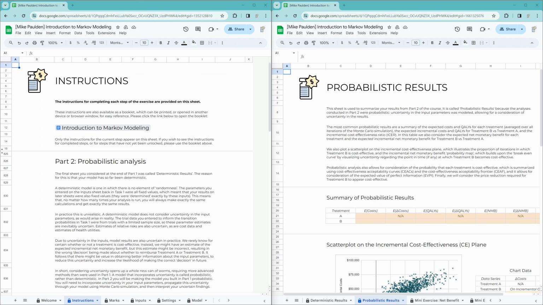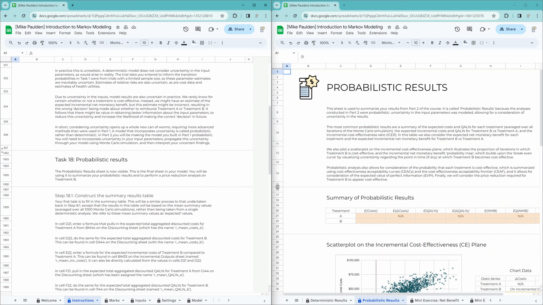In this video, we'll be tackling task 18, and we're finally at the point where we can put together our probabilistic result sheet. So this sheet is now visible and I have it open on the right of my screen. And in step 18.1, we're going to put together the summary results table. So this looks very similar to the one that we put together for the deterministic analysis back in part 1.